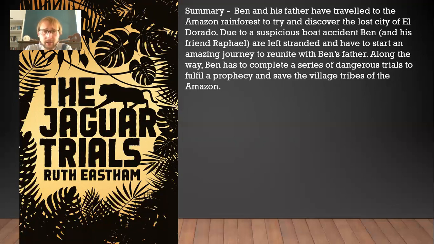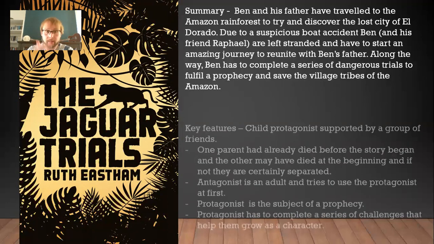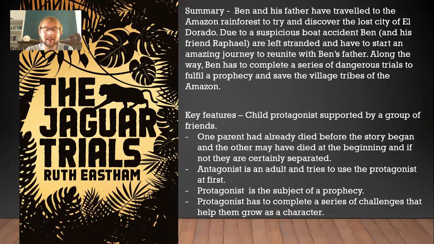What you then need to do is think of what the key features of that book are. So for example, the key features I think for Jaguar Trials are that it contains a child protagonist who is supported by a group of friends. So protagonist, remember, that means main character, the character whose main perspective we are getting for the story.